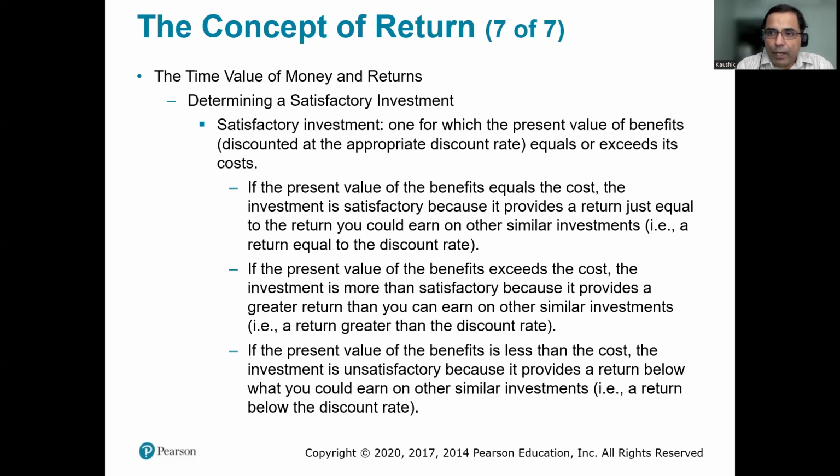If we notice that the present value of benefits exceeds that of cost, which means the investment that we are considering will provide more returns than similar other investments. If the present value is less, then this investment will provide less return than other comparable investments. And if the present value of benefits is same as that of cost, then this investment will provide same return as similar investment. So these are some of the decision criteria that we can figure out from time value of money.